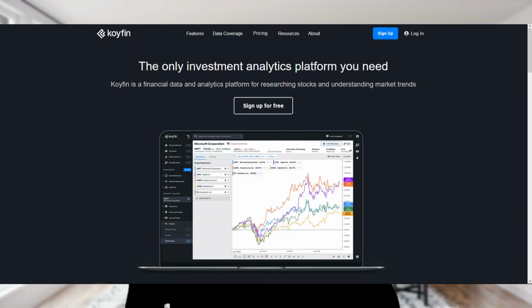The next one is called Koifin. This is mainly for stocks, but you can also use it for currencies, and I personally use it for finding very long-term trends. So you can look up to 10 years, 15 years of data on currencies.